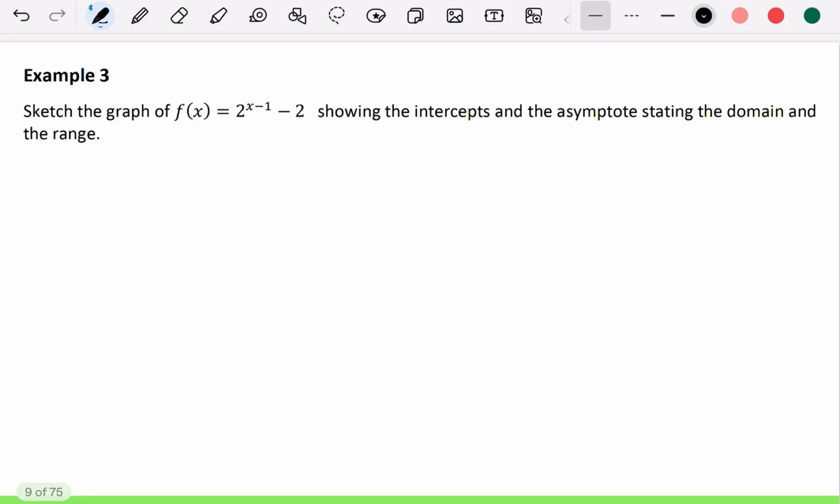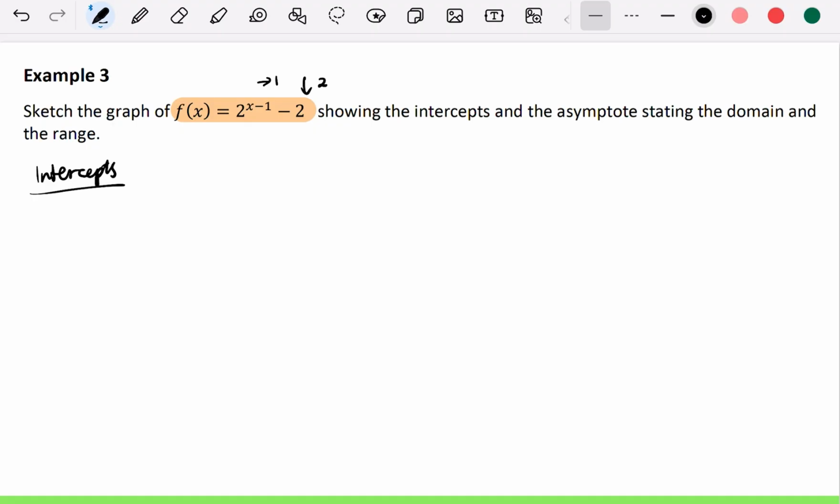Okay, let's have a look at example 3. It says sketch the graph showing the intercepts and asymptotes, stating the domain and the range. So the same idea. There's a little bit more going on here. So first of all, we can see that we've gone to the right by 1, which isn't going to make a huge difference in terms of what the graph's going to look like, but it will of course affect your intercepts. And we've also gone down by 2. So what I might do is before I go ahead and sketch, I might actually find my intercepts so I can make sure that I've situated everything correctly.